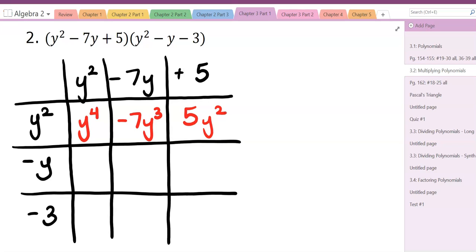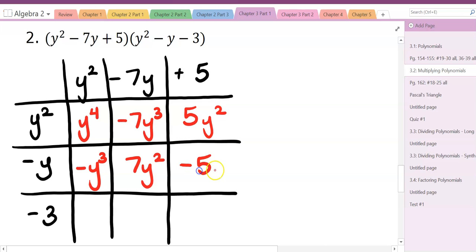So from this one, I'm going to take negative y times all of those pieces. It's the same idea as distributing. I'm just not doing the arrows here. I'm just putting it in a box. So negative y times y squared is going to be negative y to the 3rd. Then negative y times negative 7y. Watch your signs here because you're taking a negative times a negative. So that becomes positive 7, and then it's y squared. Then we have negative y times 5, so that becomes negative 5y.